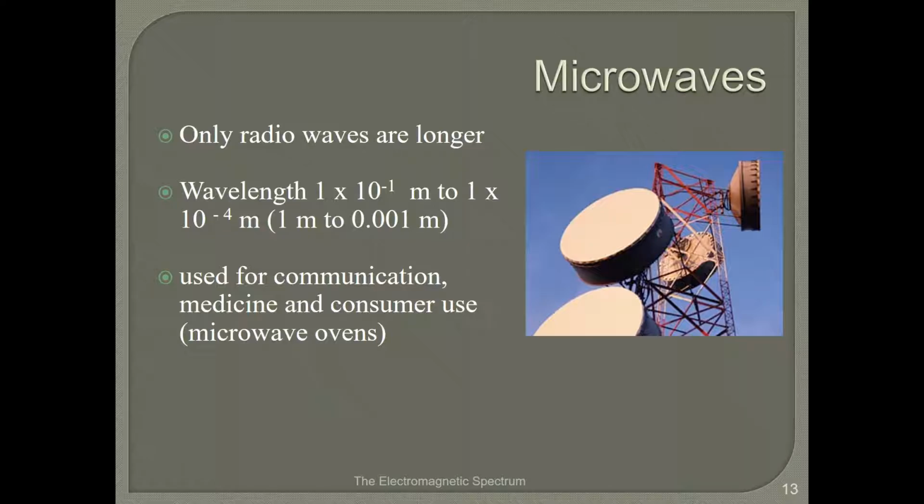Oh, I get what it's saying. It's saying only radio waves are longer than microwaves. So it's the next thing after radio waves, the second longest wave. It's between a centimeter and a tenth of a millimeter. Used for communication, such as cell phones, medicine, and consumer use, like microwave ovens.